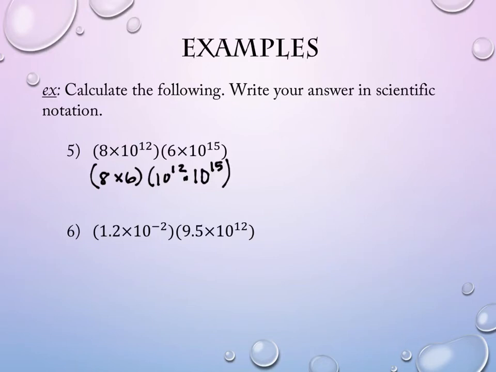Because what is 8 times 6? 48, right? And then what is 10 to the 12 times 10 to the 15th? You add the exponents, right? We just did a whole couple sections about that, right? So if I add those exponents, what do I get? Yeah, 10 to the 27th. Now, I am not done.